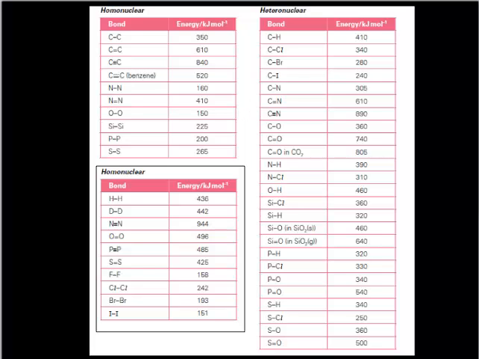So the first thing that we want to know, if we're going to use the bond energy to calculate the heat of a reaction, is what is meant by bond energy. So let us try to see what a bond energy is. Let us first define that term, bond energy.